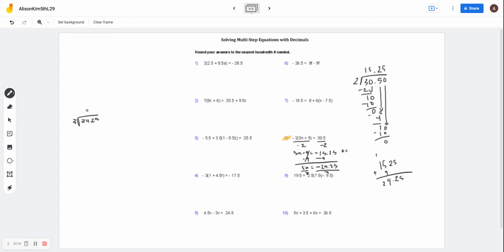3 goes into 24 8 times. 24 minus 24 is 0. Bring up the decimal point, don't forget it. Bring down the 2, but 3 cannot go into 2, so you put 0, and you're left with 2. You bring down the 5, and you get 25. But 3 can go into 25 only 8 times, which is 24. That leaves you with a 1.